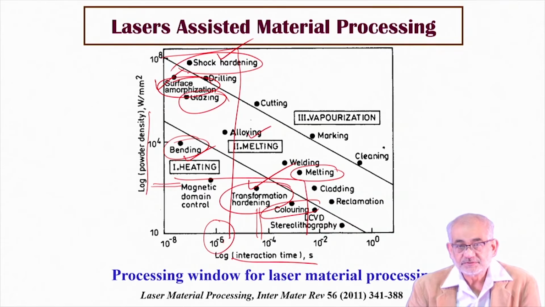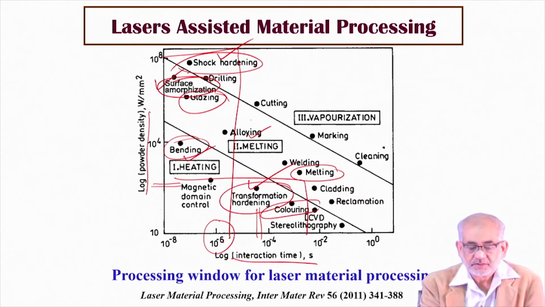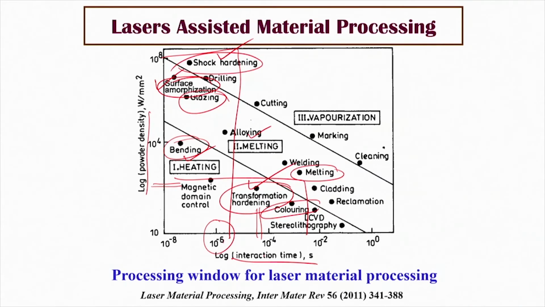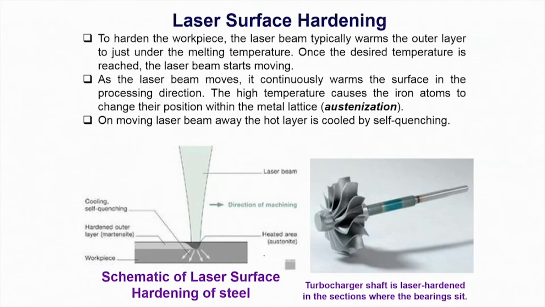So in principle, we must recall that two parameters independently can be varied, the power density and interaction time, and that's exactly what we'll do in order to change the microstructure. So let's take up some examples.